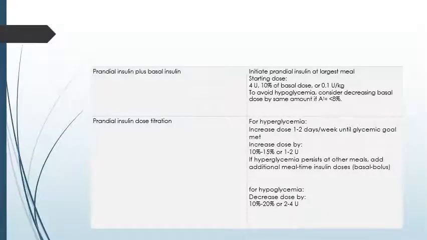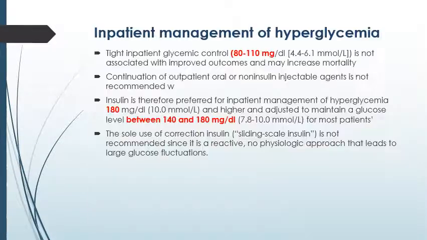What about the prandial insulin? We initiate prandial insulin at the largest meal, starting dose 4 units or 10% of the basal dose. And if the patient has hyperglycemia or hypoglycemia postprandial, we change the dose. Regarding hyperglycemia, we increase it by 2, and for hypoglycemia, we decrease it by 4.